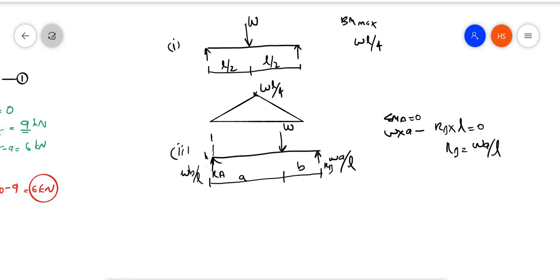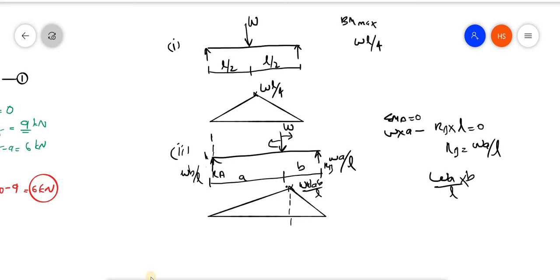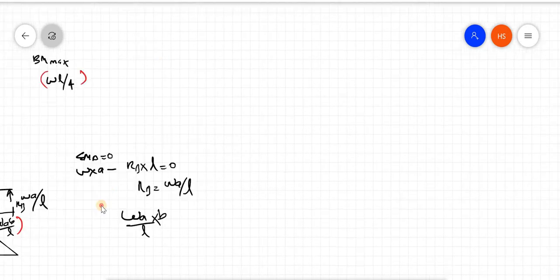And here the maximum moment will be under this load. I can find out the value by taking either the left or the right. I am taking the right. So W into A by L into B. So the maximum moment value is W AB by L. So these values you have to understand: WL by 4 and WAB by L. Similarly, there is another condition also.